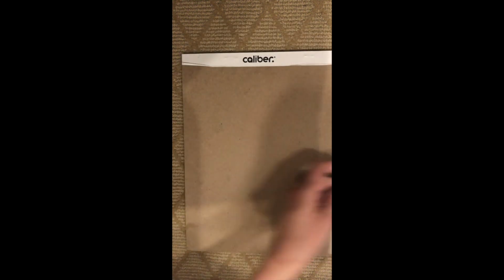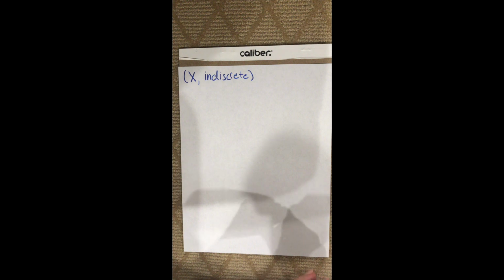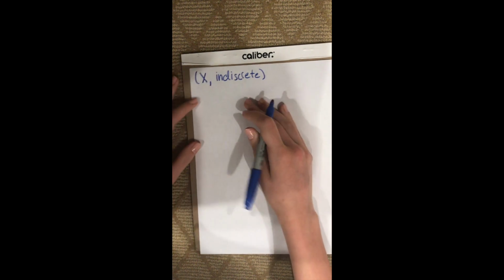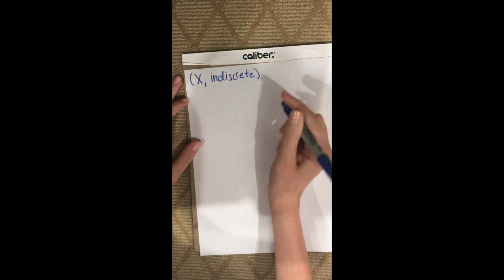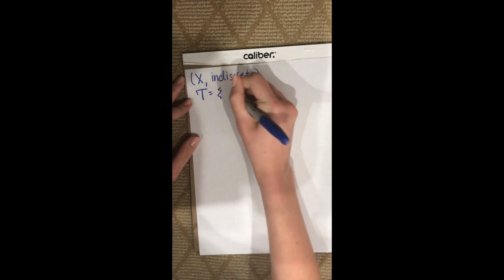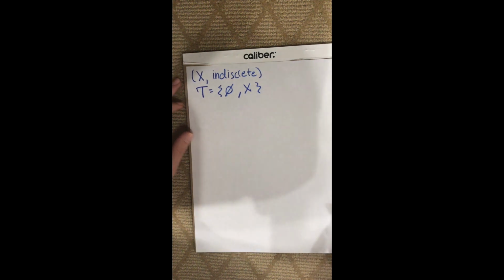So that might be really hard to look at, so we're going to understand it with some examples. We're going to start with the indiscrete topology. The indiscrete topology works on every single set. It is the most basic form of a topology, so you guys are going to like this. So, X is some set. The indiscrete topology is exactly this: the empty set and all of X.